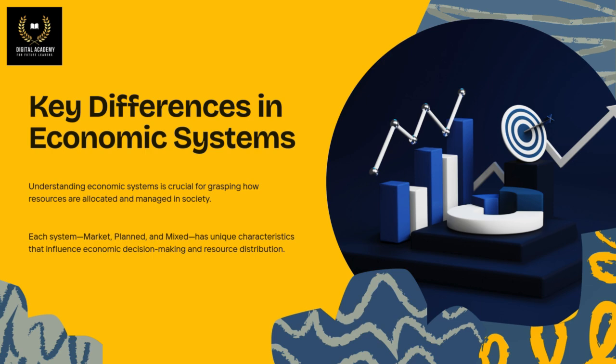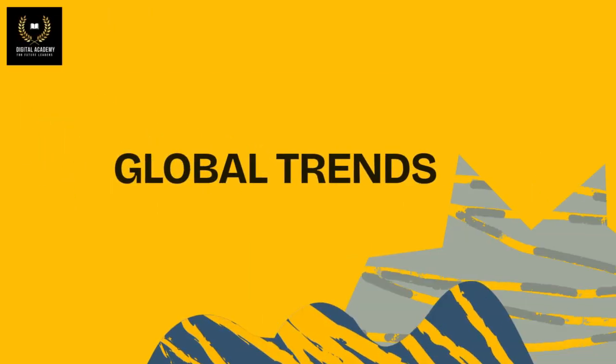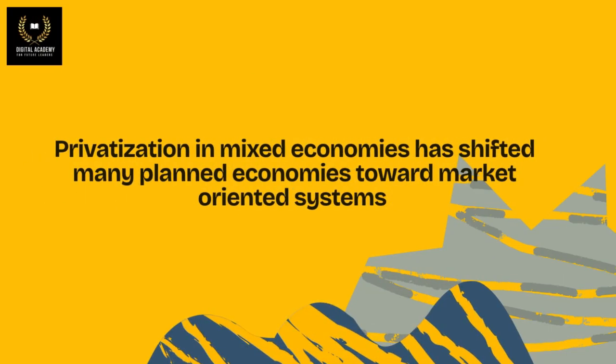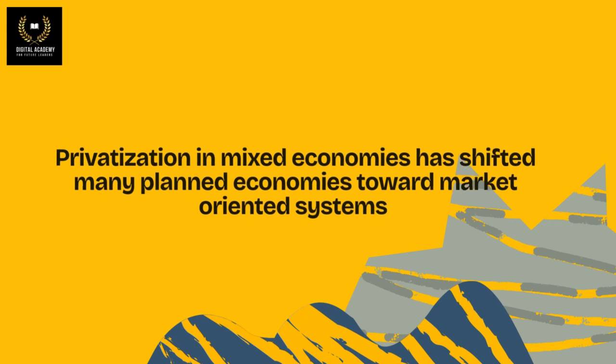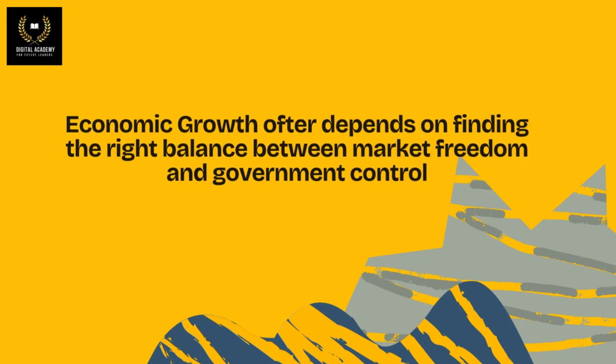Key differences in economic systems. Economic systems influence the distribution of wealth and opportunities in society. Global trends. Privatization in mixed economies has shifted many planned economies toward market-oriented systems. Economic growth often depends on finding the right balance between market freedom and government control.